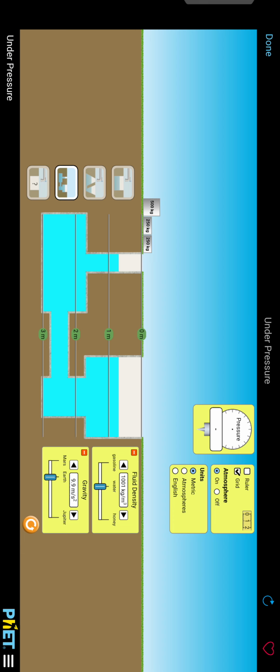Let's proceed to this second scenario. Let's put it here. Let's find out if there are changes if the area of the fluid changes.